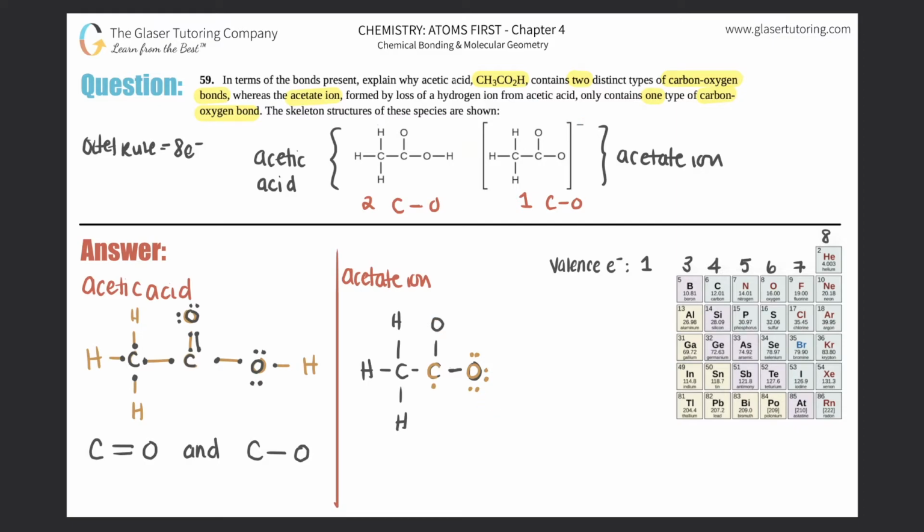This oxygen has 1, 2, 3, 4, 5, 6. So what's going to happen? Just like before, this lonely electron will now bind with this lonely electron.